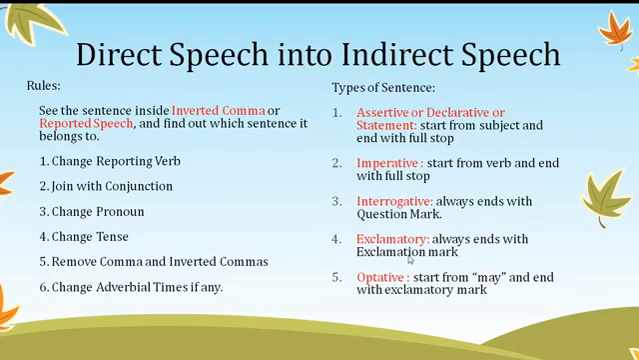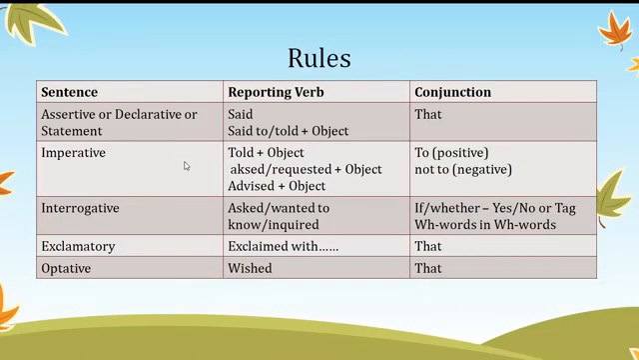Let me show you. When we come to know which sentence it belongs to, what is the number 1 rule? Change the reporting verb. What is the reporting verb? You have to change it into said, said to, or told plus object. That time I told you, if there is said, then it doesn't need an object. But if there is said to or told, then it needs an object. Don't forget about it. That is the number 1 rule. Change the reporting verb.